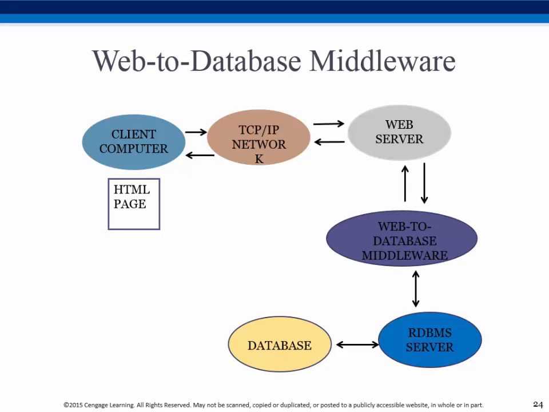The web-to-database middleware compiles the result set, dynamically generates an HTML formatted page that includes the data retrieved from the database, and sends it to the web server. The web server returns the just created HTML page, which now includes the query result, to the client browser. The client browser displays the page on the local computer.